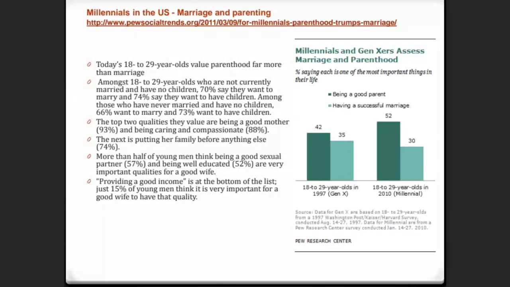You can see, of course, most of these are reflected in the diagram above, with regards to some of the percentages. Being a good parent, 42% want to be a good parent, and of course, having a successful marriage, 31%, and that is among Generation Z. Now, with regards to Generation Y, that is, of course, the millennial generation, 18 to 29, 52% of them say they want to be parents, and 30% of them want to have a successful marriage. You see. All right. We progress.